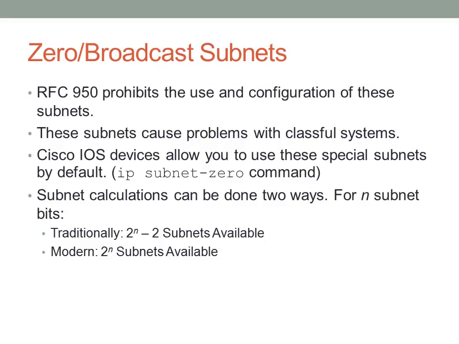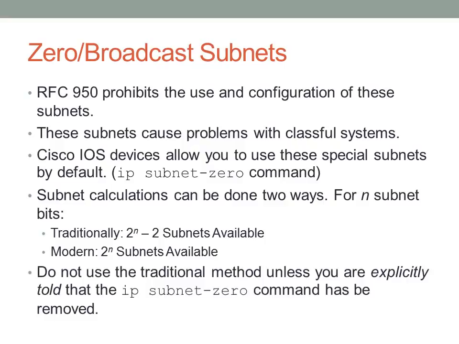So in all of your calculations, you should naturally assume, unless you are told otherwise, that all subnets are available to use and that the 0 and broadcast subnets are unrestricted. Again, do not use the traditional method unless you are explicitly told that either the ip subnet-zero command has been removed with no ip subnet-zero, or that the 0 and broadcast subnets are unavailable to you.